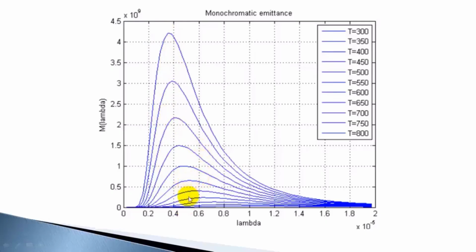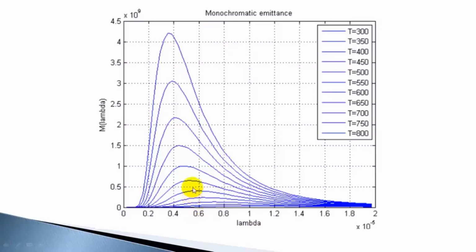Here you can see the peak is beyond around 0.5 into 10 to the minus 5 meter, whereas this peak is less than 0.4 into 10 to the minus 5. So the peak is shifting. From these graphs, you can see that when the temperature decreases, the peak value of monochromatic emissive power is shifting towards the right. That means at a lower temperature, the maximum monochromatic emissive power occurs at a higher wavelength. When the temperature decreases, the wavelength at which the monochromatic emissive power is maximum is increasing.